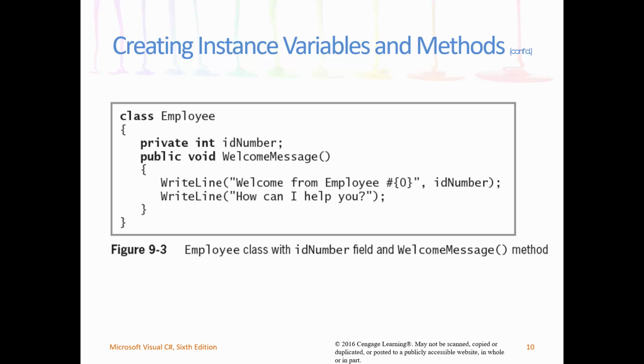Okay, so we're getting a little further here. When you look right here, we have both an attribute, which is ID number, and we have a method. So notice private attribute, public method. All right, this is the entire class. As it currently stands, it can't do anything, because we have to create an object of the employee class, and then that object can both have an ID number set to it, and we can call the welcome message for it.